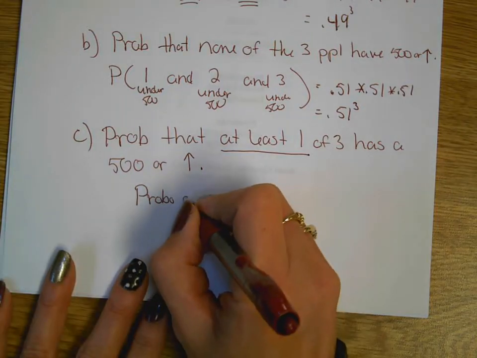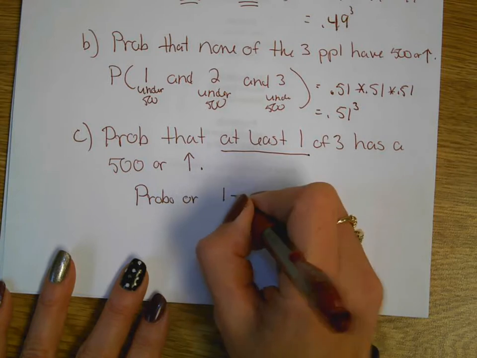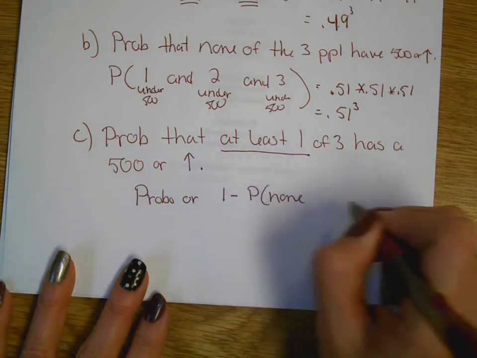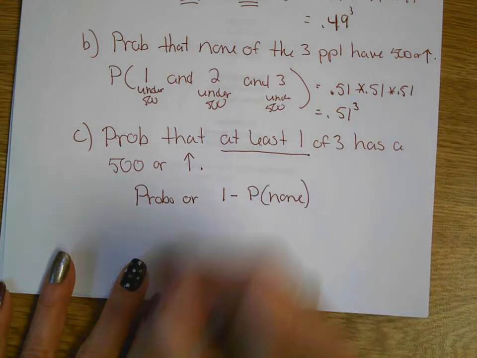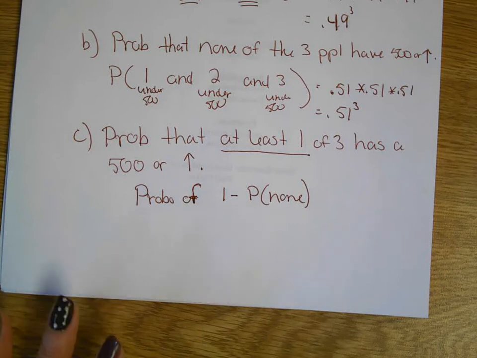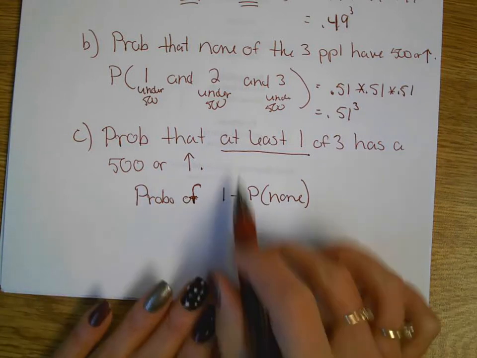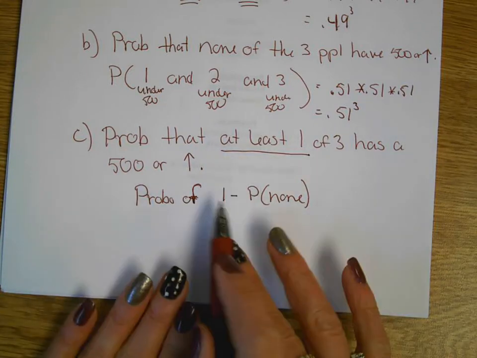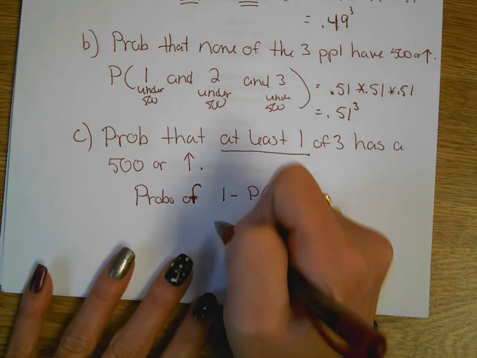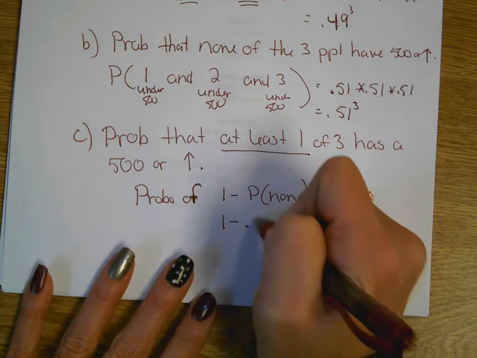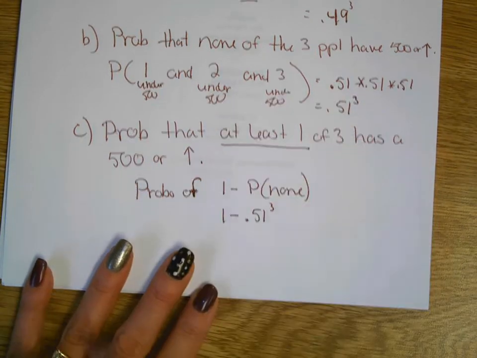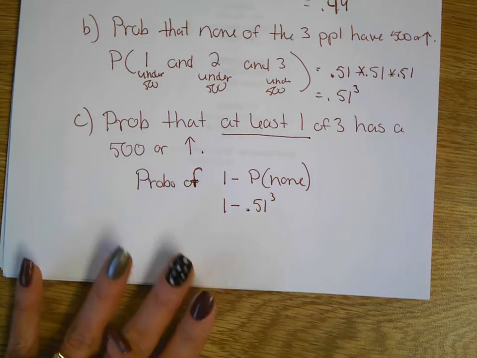So when we see at least one, we're going to change that to 1 minus the probability of none of them having it. It's always 1 minus the probability of none for getting at least 1. And I just did the probability of none. So it's 1 minus this 0.51 to the third, because that was the probability of none of them having that score of 500 or higher.